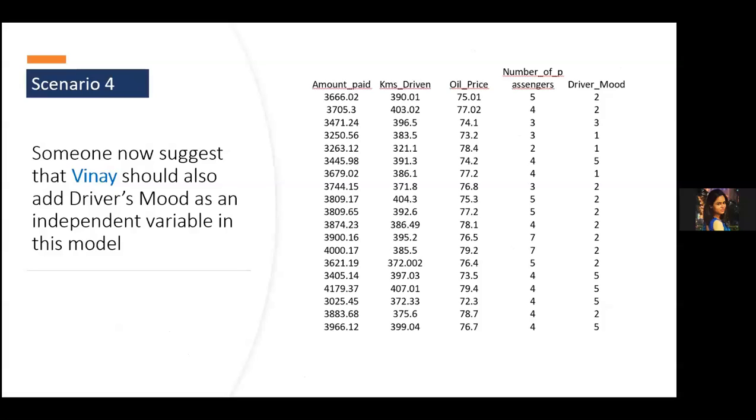Now there comes the scenario fourth. Someone now suggests that Vinay should also add driver's mood as an independent variable in this model. That is not a great variable to add, and that's kind of a stupid variable to add. But still Vinay felt कि ठीक है, driver mood भी ले लेते हैं, and let's run regression and see what our output is saying, whether we should include this or not.